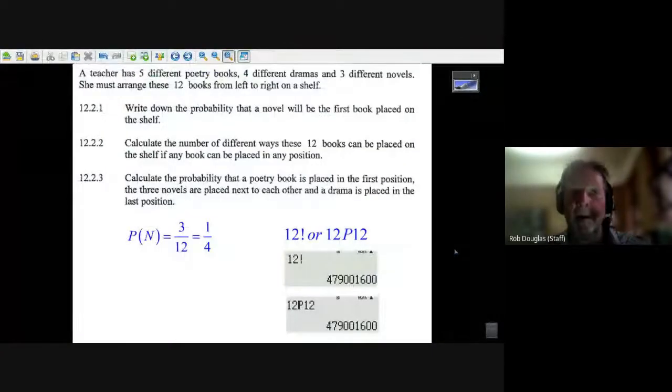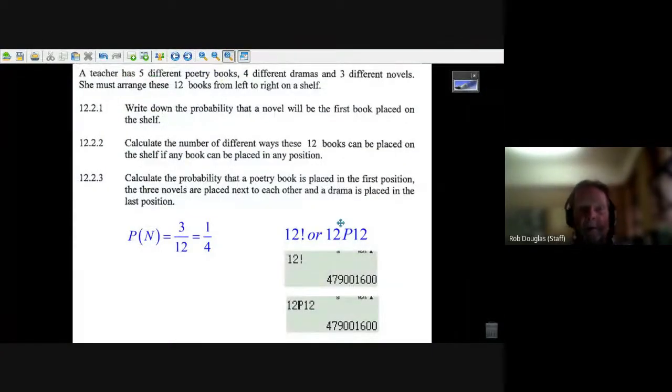Okay, we're going to look at the last question, a probability question. It's about combinations and arrangements. And here we go. A teacher has five different poetry books, four different drama, and three different novels. She's got to arrange these 12 books from left to right on a shelf. Write down the probability that a novel will be the first book placed on the shelf.